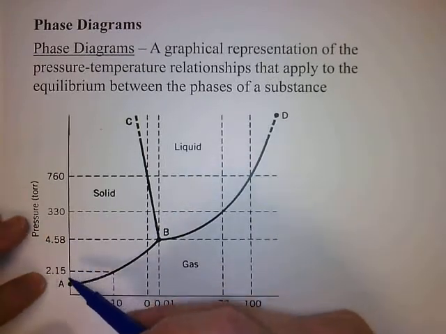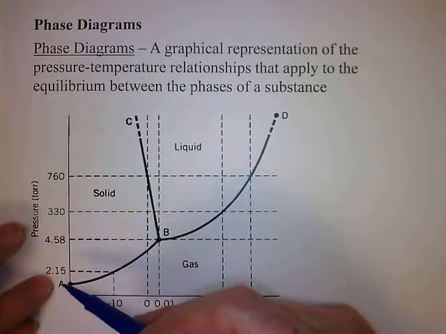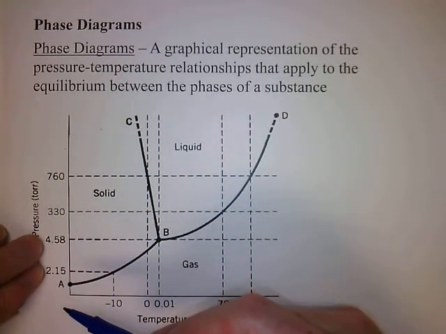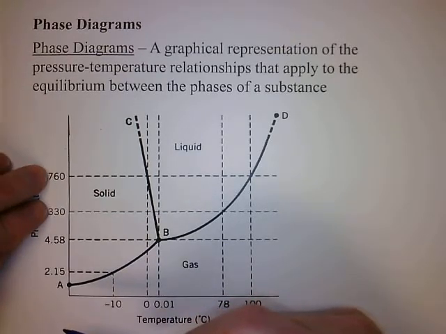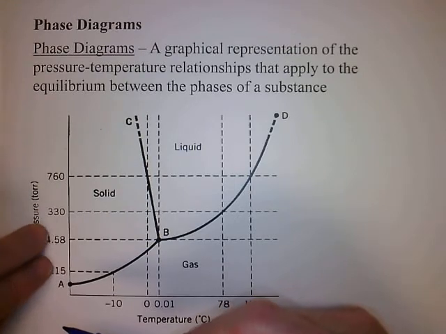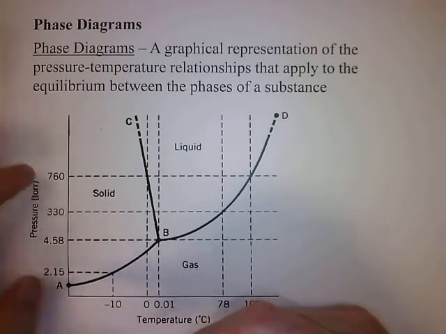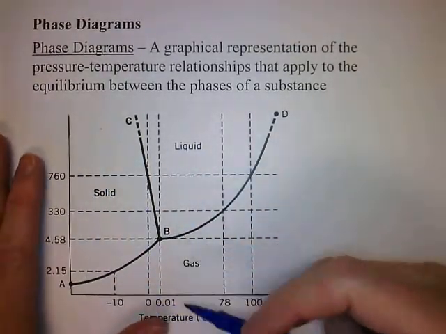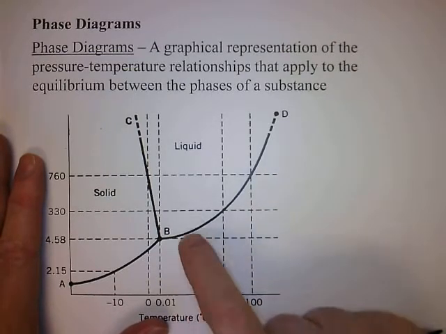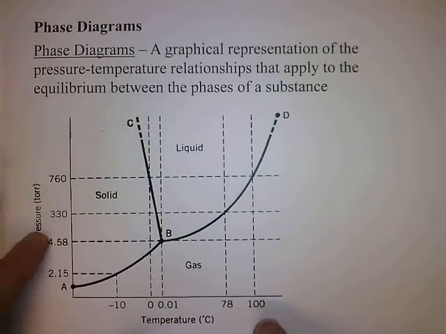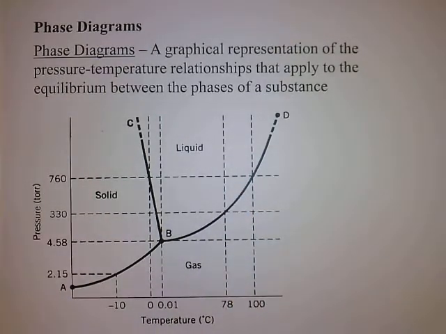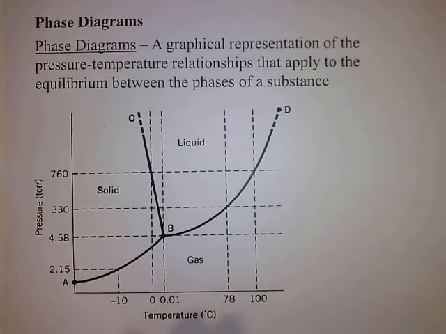Okay, and note the scale is not linear, by the way. From 2.4 to 4.4 is a much bigger difference than between here and here. So that scale is not linear. But anyway, at any given combination of pressure and temperature, that'll tell you whether your substance is solid, liquid, or gas.